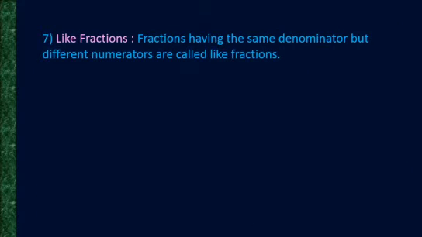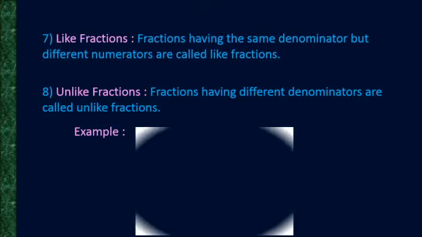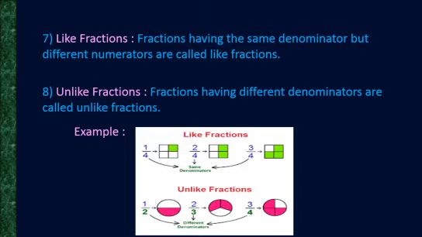Like fractions. Fractions having the same denominator but different numerators are called like fractions. Unlike fractions. Fractions having different denominators are called unlike fractions. Example, 1 by 4, 2 by 4, 3 by 4. Here in all, the denominators are the same. Therefore, it's a like fraction. 1 by 2, 2 by 3, 3 by 4. Here all the denominators are different. So, it comes under unlike fractions.